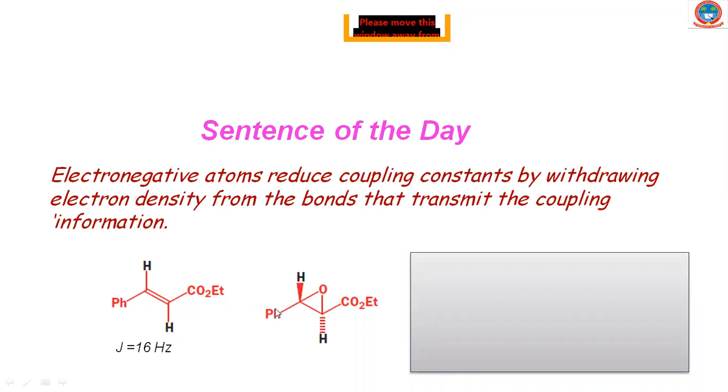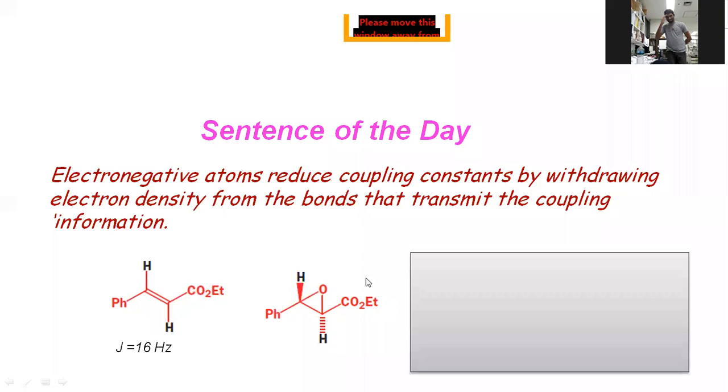Now you see here what I did. We have brought in the epoxidation here, isn't it? Protons were trans. Now we have brought here the epoxidation. So oxygen is what? Electronegative atom. So now see these two protons which were coupling to each other, they are trans, isn't it?